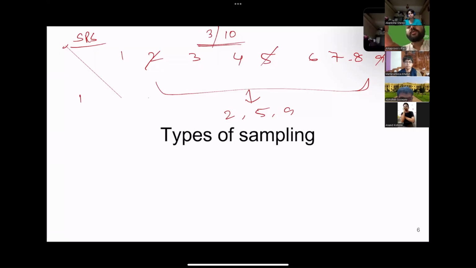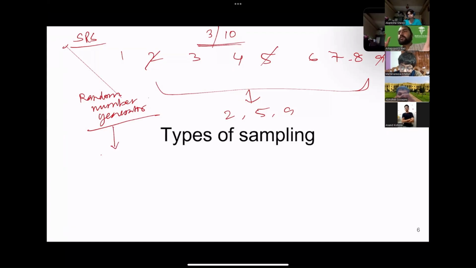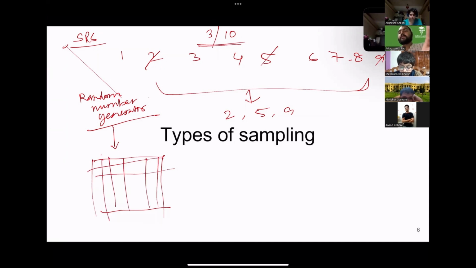It can be done through two things. One is a random number generator, which is very easy these days. You can just put it in Google or in ChatGPT and it gives you a random number table. Previously, in statistics books, if you see the old books, you used to see those huge random number tables with lots of figures. Your generation does not need that table, thankfully.